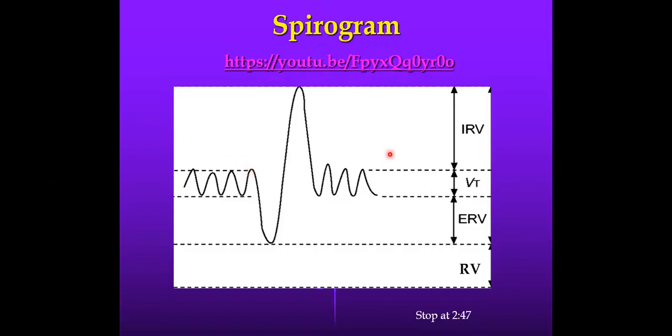All right, Lori. The amount of gas that can be exhaled after a quiet exhalation is called the what? ERV. This is quiet in, quiet out. And if I keep on pushing, the gas that I can exhale after a quiet out is my ERV.